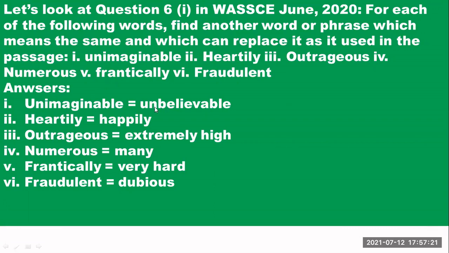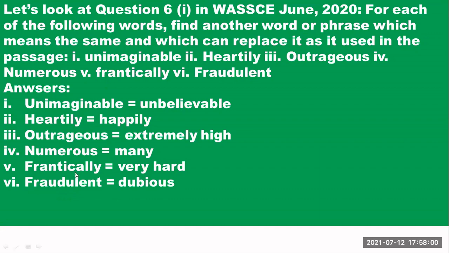You will discover that the meaning of unimaginable there means unbelievable. The meaning of heartily there means happily. The meaning of outrageous there means extremely high, talking about price. Now, the meaning of numerous there is many. The meaning of frantically there is very hard. The meaning of fraudulent there is dubious or dishonest. But you have to use just a single word to replace it. And this is the way you ought to present your answer.